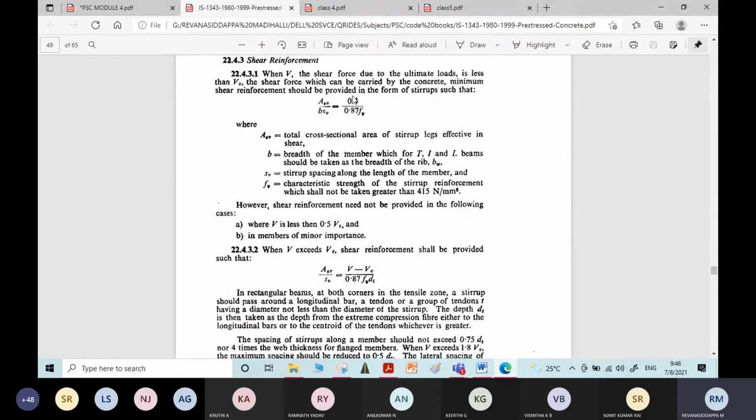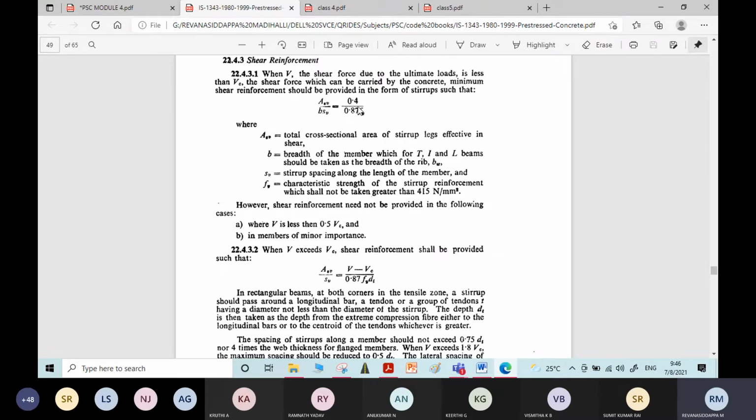As in case of a singly reinforced beam, we will give minimum 2 bars at the top, even if it is not required. Like that, we have to provide some minimum reinforcement using this formula. We have to select some stirrups, whether it is two-legged or four-legged stirrups.